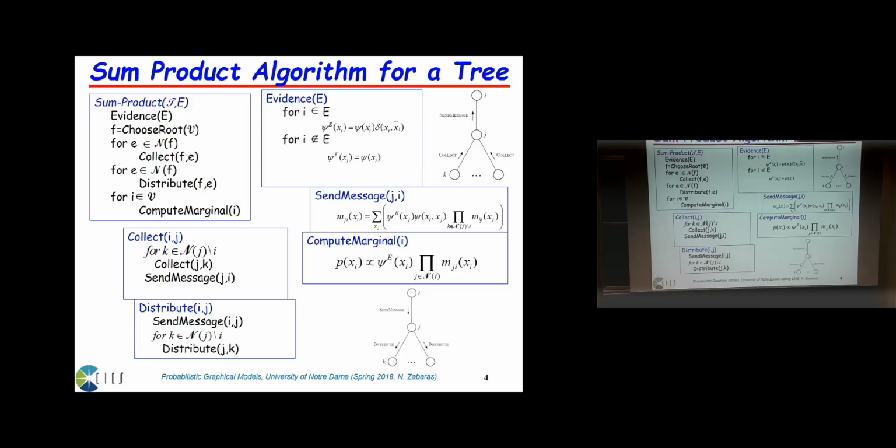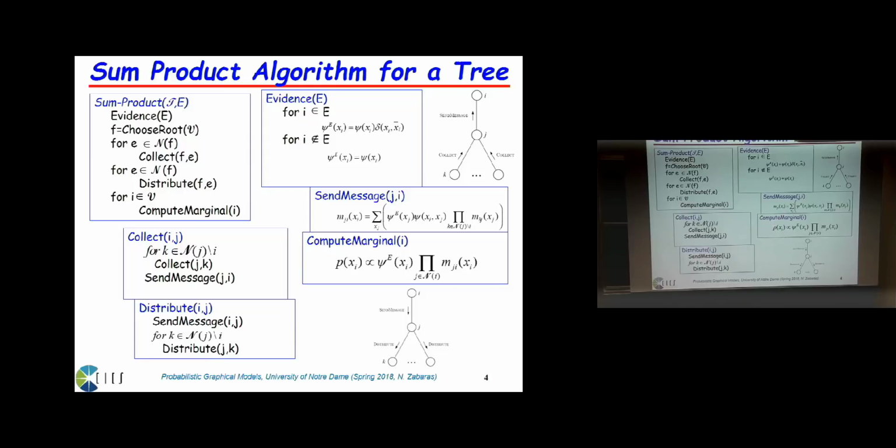So eventually, the collect step, basically you go all the way down until you start sending messages to the root, and then from the root you go all the way down to the leaf sending messages. So in every edge, at the end of the day, you're going to have messages in both directions. Okay? And we already have proved this for trees.